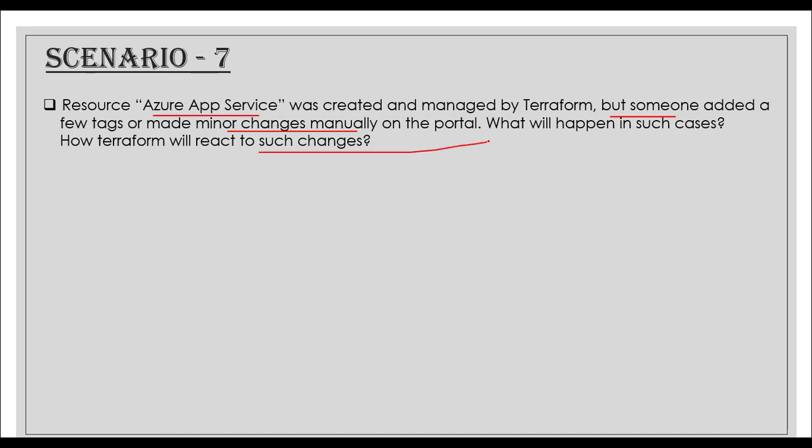Now imagine a scenario where there is a Terraform managed resource which was earlier created using Terraform. Later, someone from the system admin team or cloud admin team added a few tags or made some amendments to that particular resource. So what will happen when you run the Terraform plan or apply command later? How will Terraform react to such a change? Okay, think of it before I give you the solution.